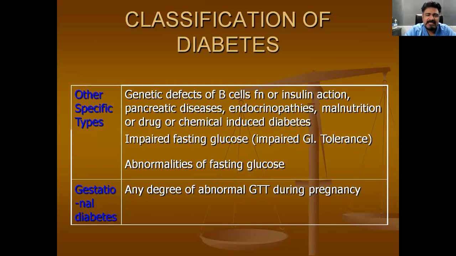Other specific types are genetic defects of beta cell or insulin action, pancreatic disease, endocrinopathies, malnutrition, drug or chemical induced diabetes, then impaired fasting glucose, abnormalities of fasting glucose, and gestational diabetes, which is any degree of abnormal GTT during the pregnancy.